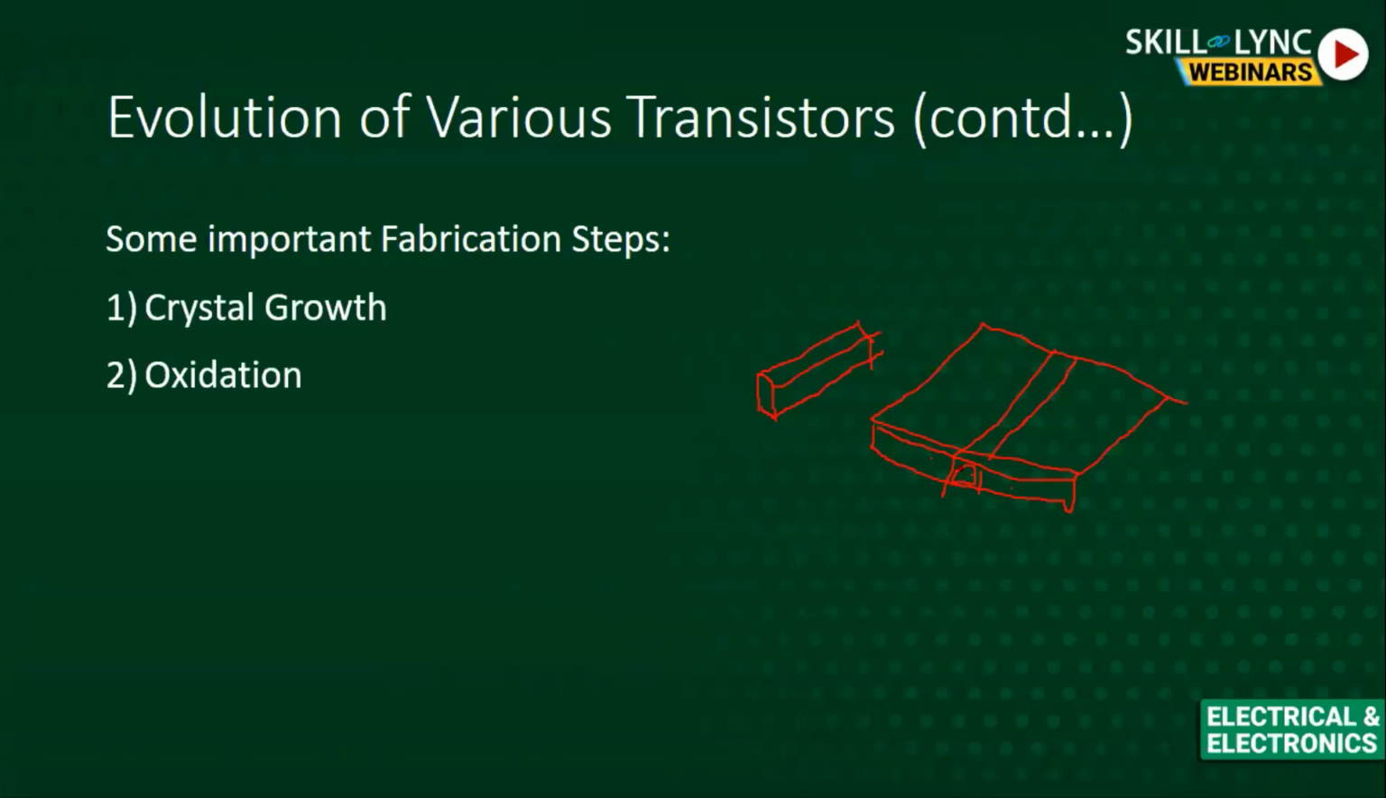So that means oxidation is one of the important steps. That's why I wanted to explain this particular thing here. And the next one is photolithography. I think I might have already covered this. It's a process of etching out the unwanted area.